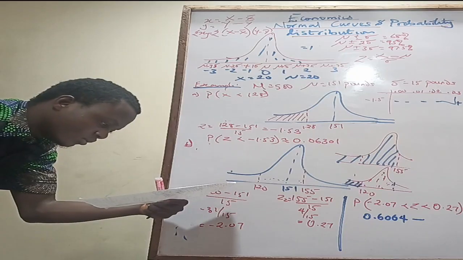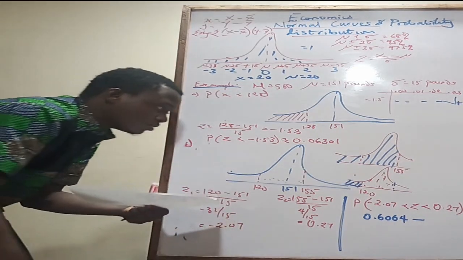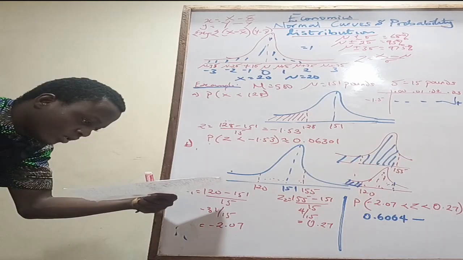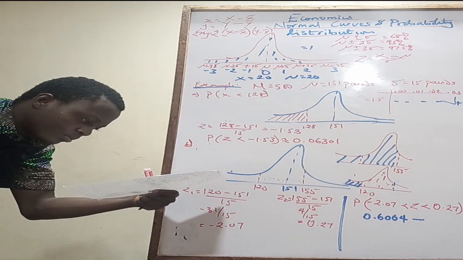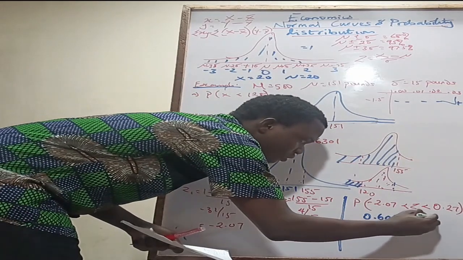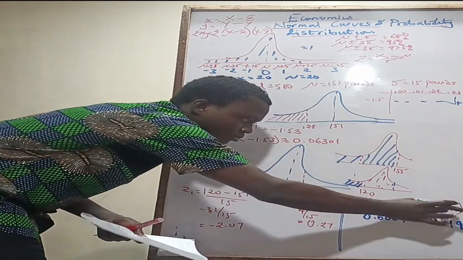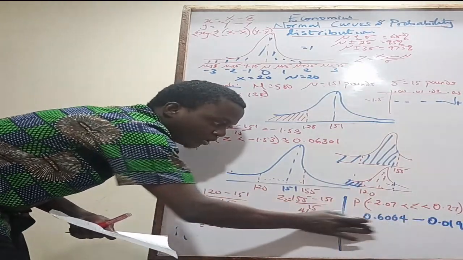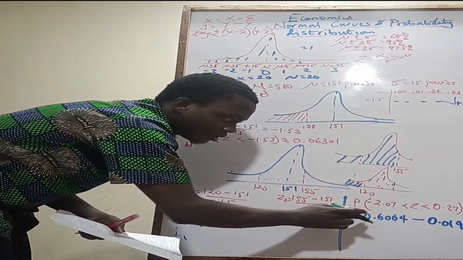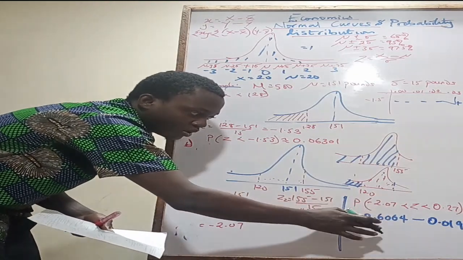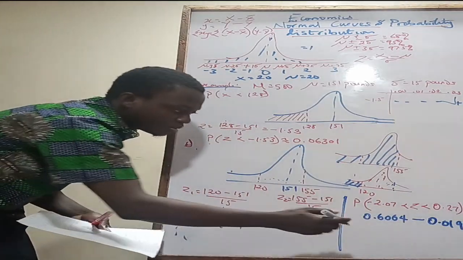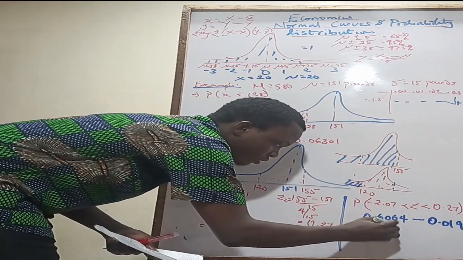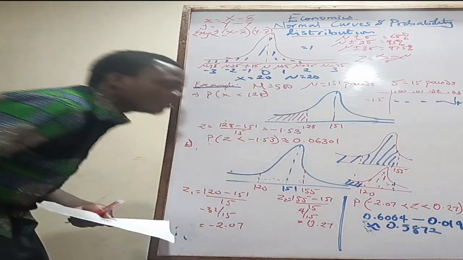Minus 2.07 is giving us... okay, because it is 0.27 that gives us this, and the probability of minus 0.27 is going to be 0.0192. So x lesser than 0.2, z lesser than 0.7, the probability of z lesser than this is 0.6064. The probability of z lesser than this minus z greater than this one is minus 0.0192. So you subtract them, and then we are going to have 0.5872, so approximately 0.5872, right?